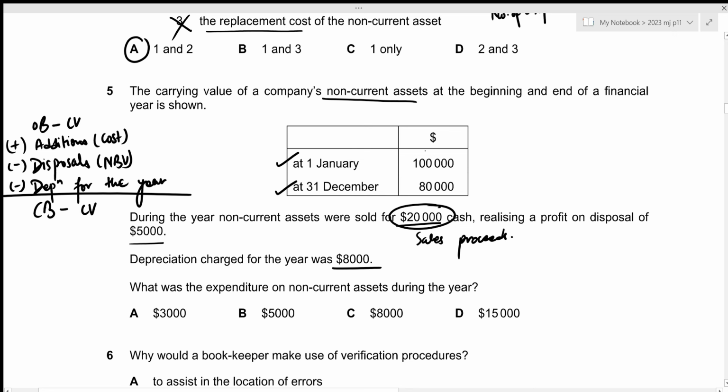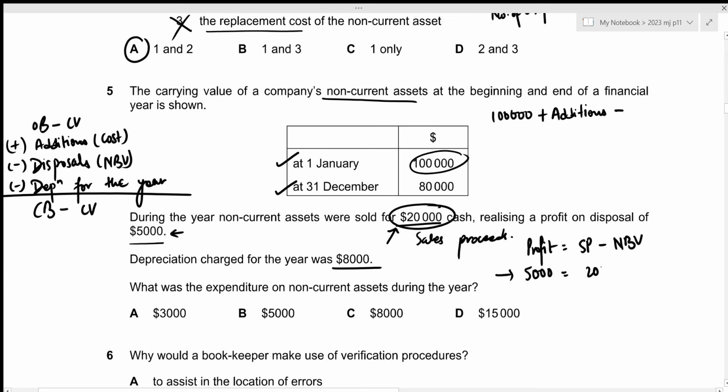Okay, we have the opening balance of carrying value to be 100,000. We're trying to figure out the additions. We're given information regarding disposal, but we're only given the sales proceeds and profit on disposal. So remember that profit on disposal will happen when the sales proceeds is greater than the net book value. And the difference will be the profit, right? So our profit is 5,000. Our sales proceeds is given to be 20,000. Now we can easily figure out the net book value. That will just be 20,000 minus 5,000, which is 15,000.